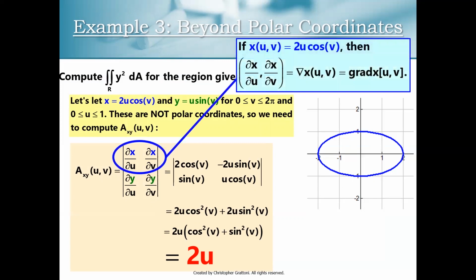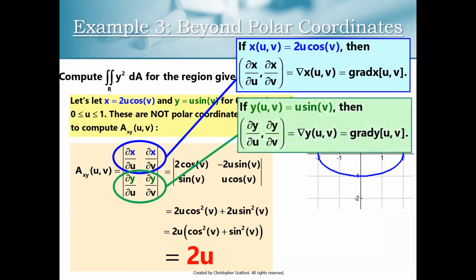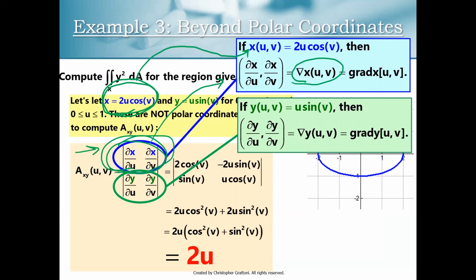Guys, one thing to notice, by the way, there is a cool pattern here in this 2x2 determinant that we're computing. Look at the first row of this 2x2 determinant. That looks like the gradient of x with respect to uv, the gradient of x if we treat x as a function of uv, right? Basically, x equals 2u cosine v. That is treating x as a function of u and v. If you compute its gradient, that's the first row of our Jacobian matrix.